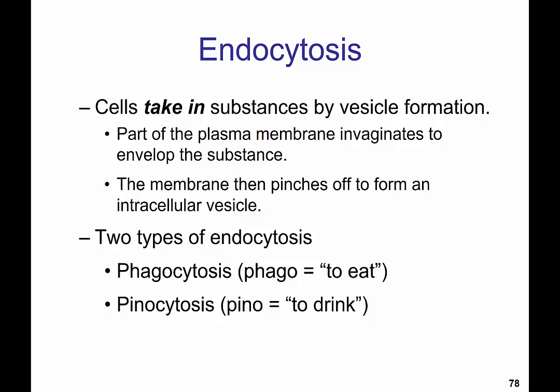With endocytosis, cells take in substances by vesicle formation. This is just the opposite of exocytosis. Part of the plasma membrane invaginates to envelop the substance. The membrane then pinches off to form an intracellular vesicle. We have two types of endocytosis: phagocytosis or pinocytosis.